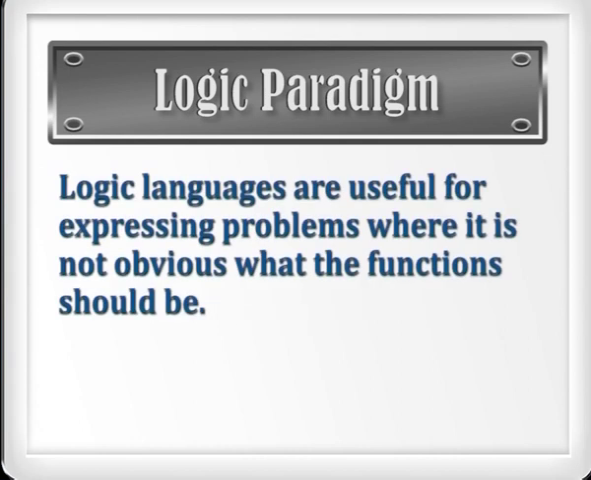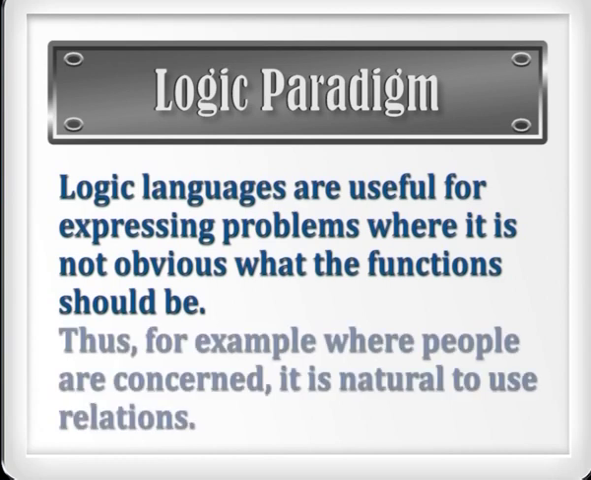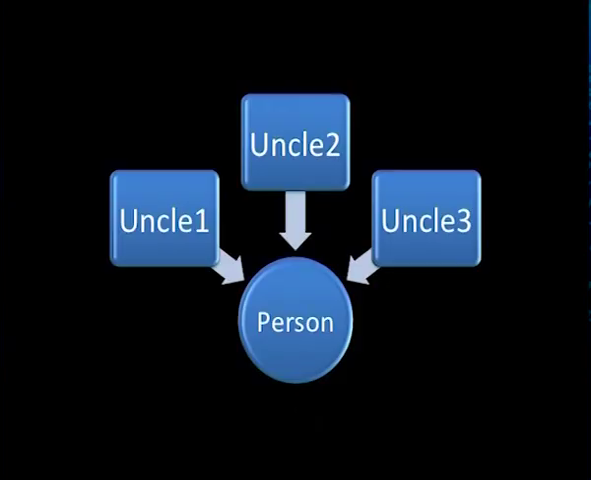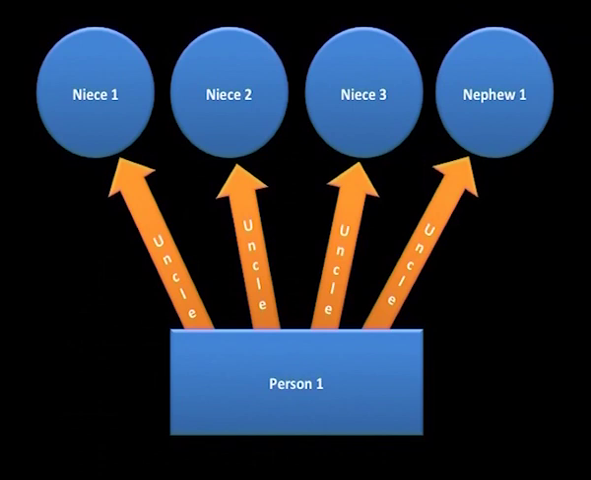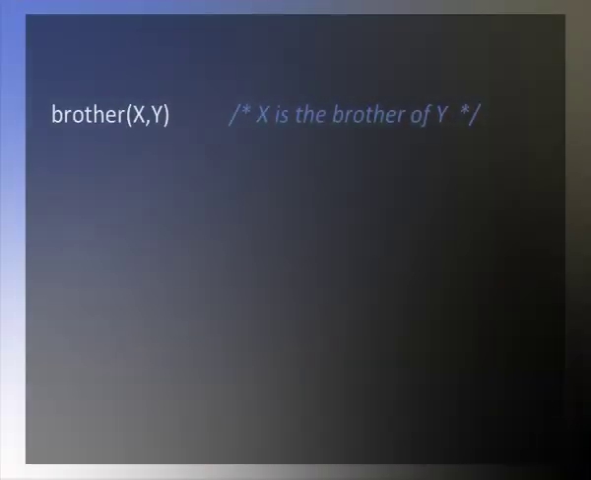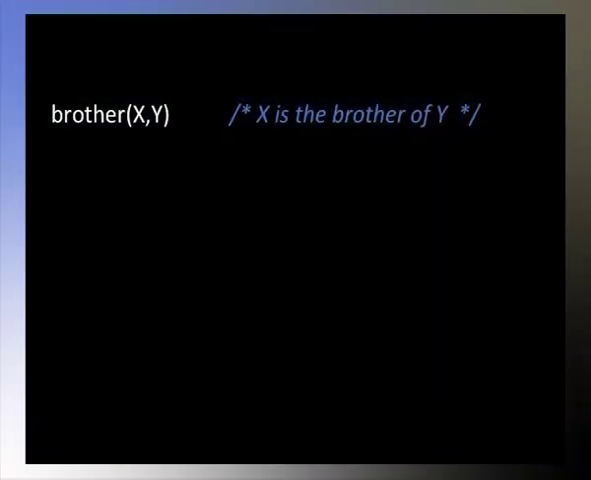Logic languages are useful for expressing problems where it is not obvious what the function should be. Thus, for example, where people are concerned, it is natural to use relations. For example, consider the uncle relation. A given person can have many uncles and another person can be uncle to many nieces and nephews. Let us consider now how we can define the brother relation in terms of simpler relations and properties like father, mother, male, etc. Using Prolog, one can say brother(x, y), that is, x is brother of y.